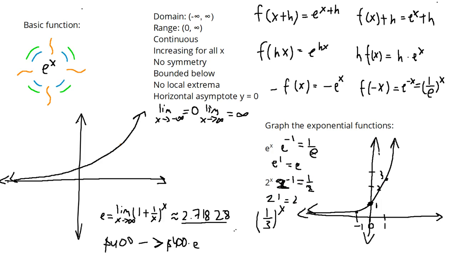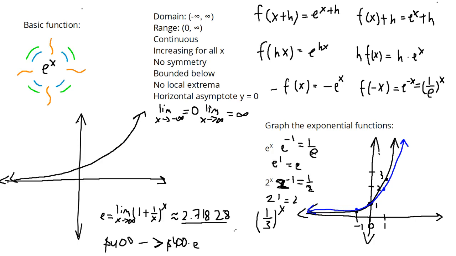So let me get a different color. 2 right there, and then 1/2 right there. I want to show that this grows less fast. There you go. It's something like that, right?